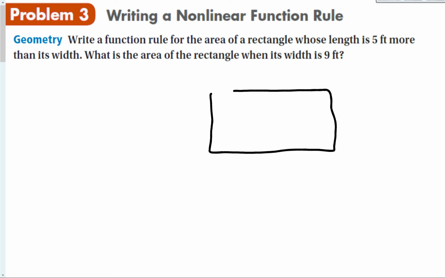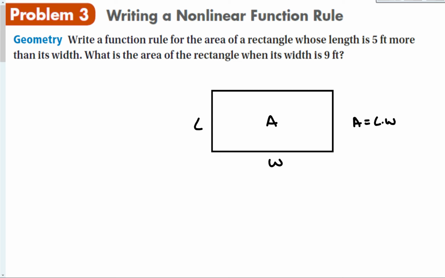Here's my rectangle, okay? And the area of a rectangle, so hopefully you remember this, is length times width, okay? So we can't do much with this rule because it has two variables in it. So a better thing to do would be to put one in terms of the other. And that's what this sentence right here says, that the length is equal to 5 more than the width. So the width plus 5. So instead of using the length right here, I can change that to the width plus 5.